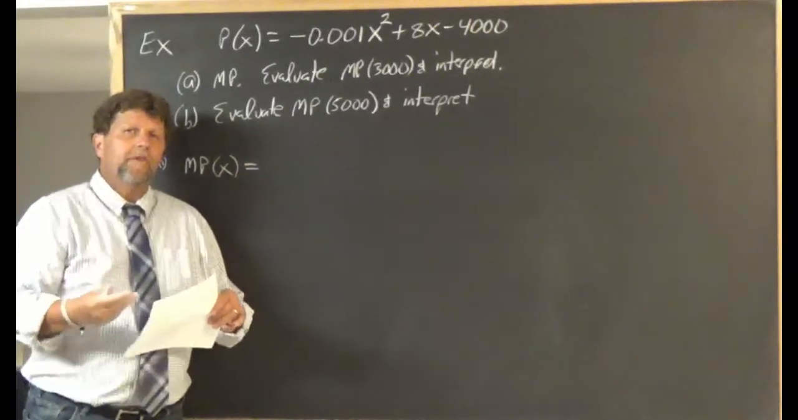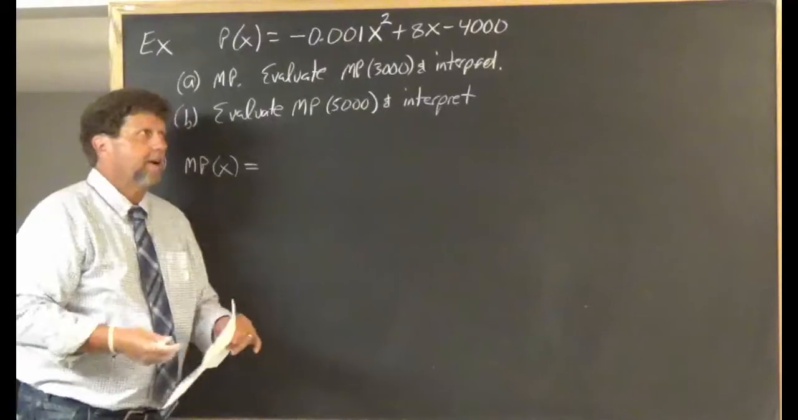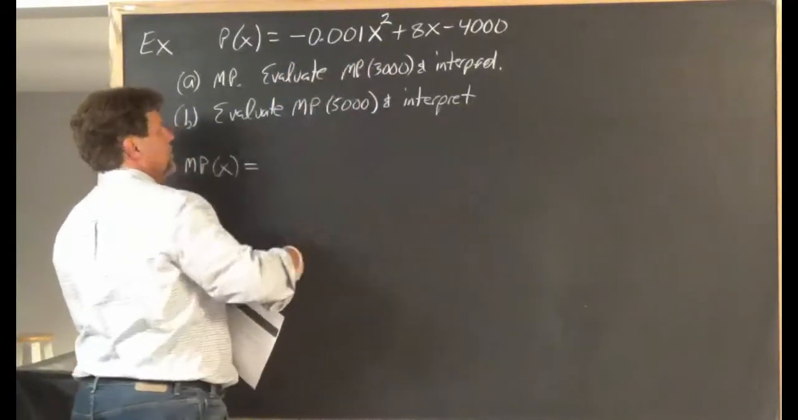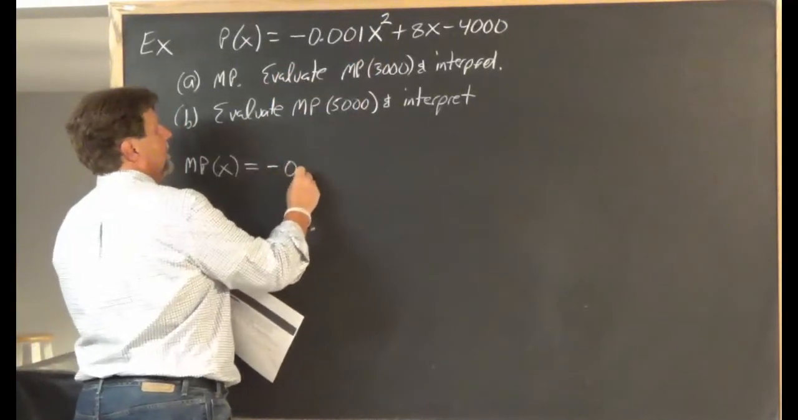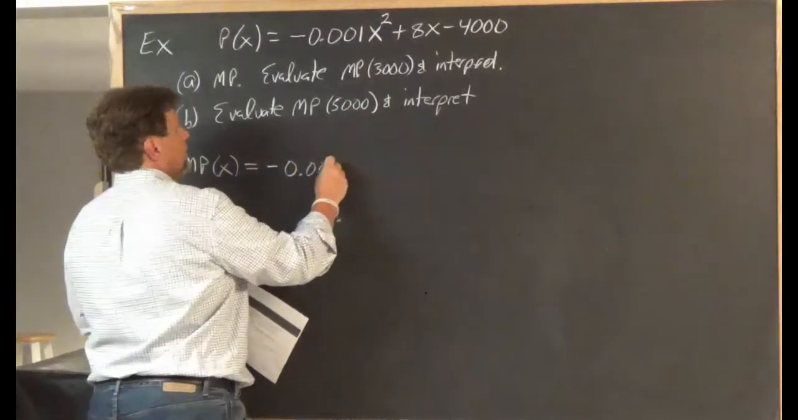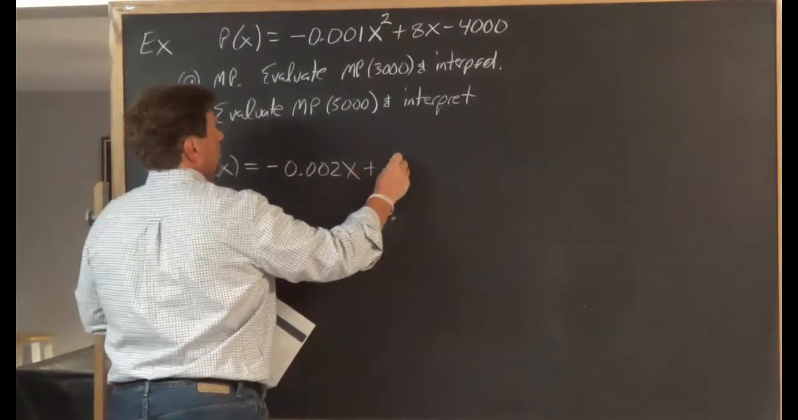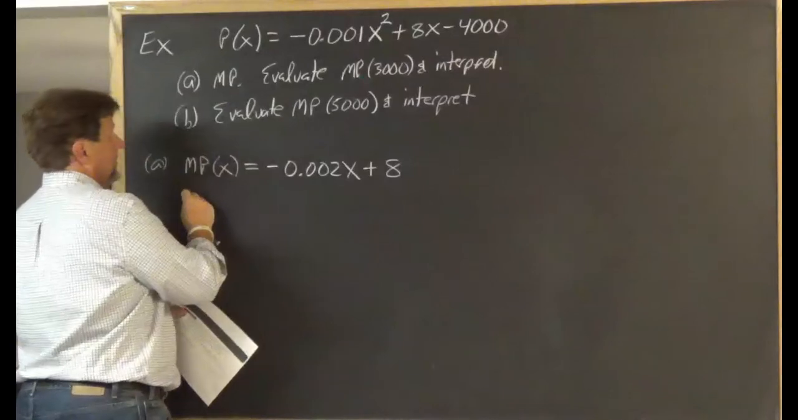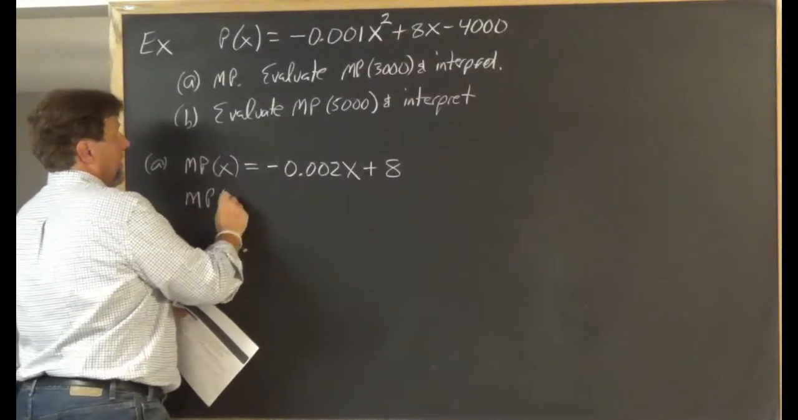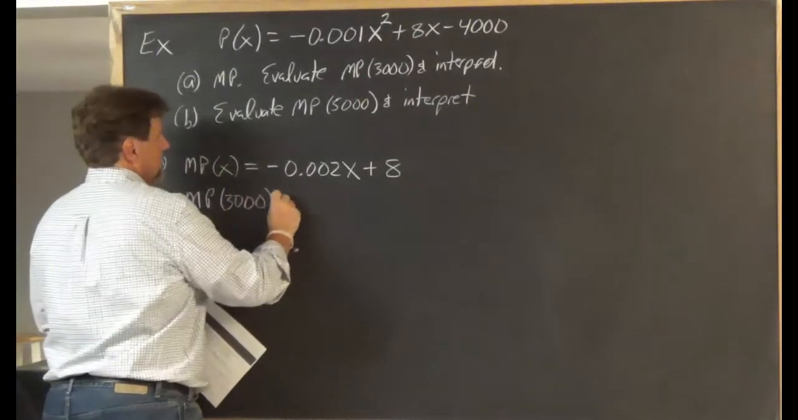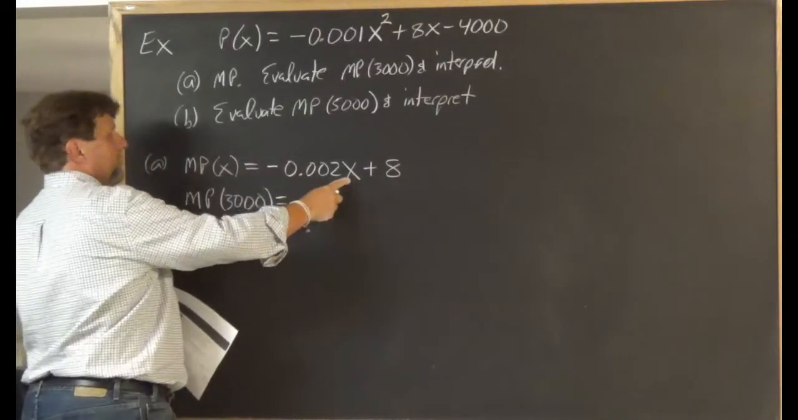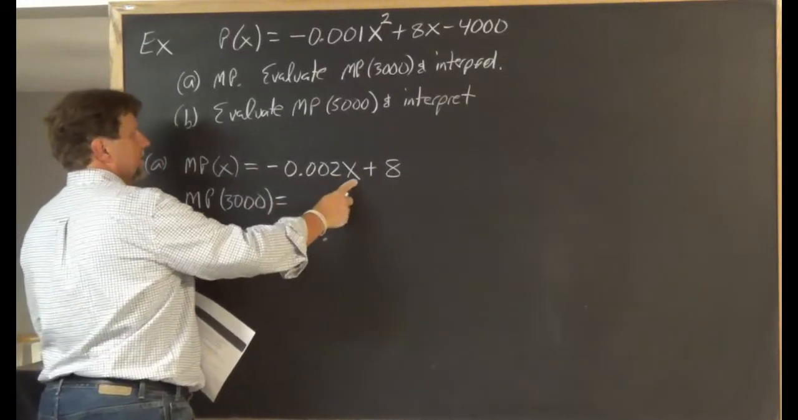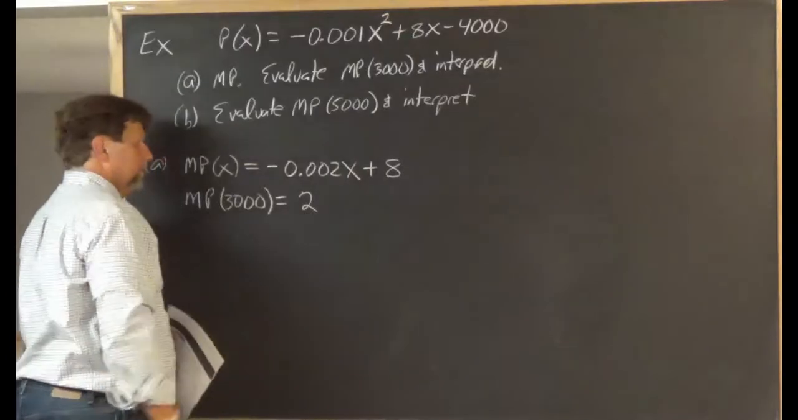It's nothing more than the derivative of the profit function. So here's the profit function. We get its derivative. That's negative 0.002x plus 8. Now we evaluate this at 3,000. And when I put 3,000 in for x, let's see, I end up getting 2.